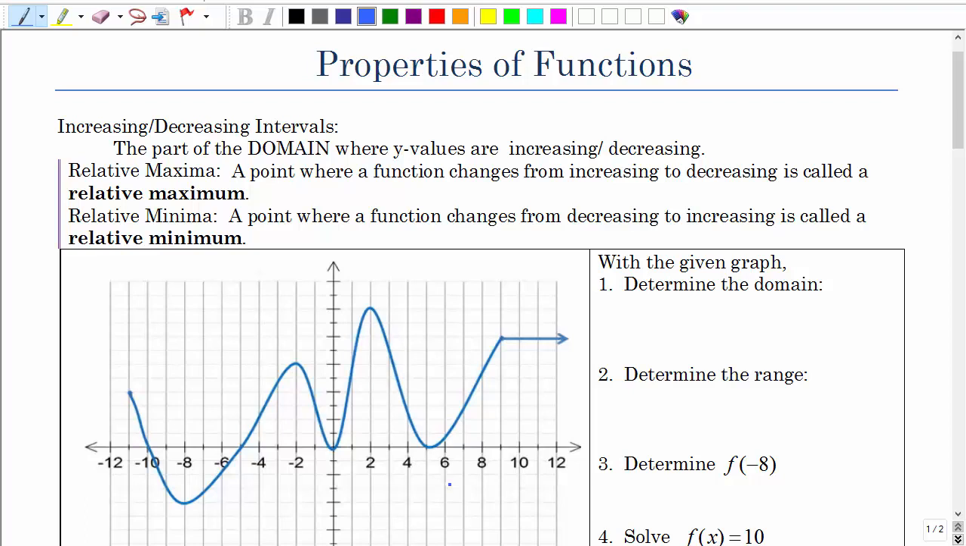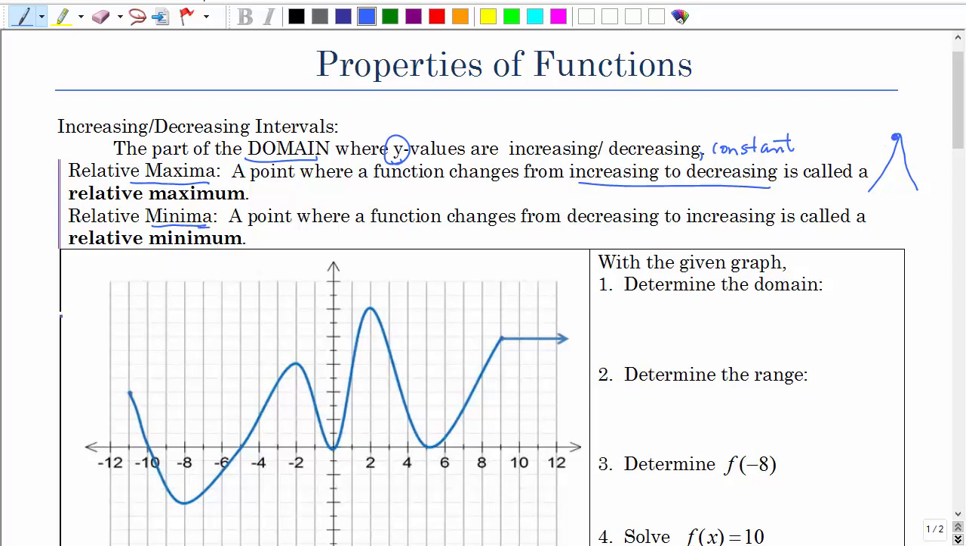In this video, we're going to be looking at graphs, and we're going to be determining where in the domain, remember those are your x values, the y values are increasing, decreasing, or perhaps constant. We're also going to be looking at what's called relative maxima. Those are high points, and relative minima, and those are low points on your graph. So a maxima is a point where a function changes from increasing to decreasing. So we're going up and then down, and that's a maxima.